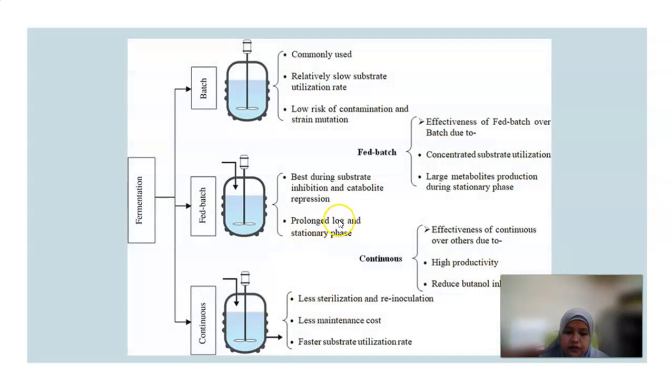Alright, this is the summary of the fermentation process for batch, fed-batch and continuous. In general, in the lab scale, or if they are looking for the batch process, there is a low risk of contamination and strain mutation. As for fed-batch, they are trying to prolong the log and stationary phase. As for continuous, there is less sterilization and re-inoculation, lower maintenance costs, and a faster substrate utilization rate.